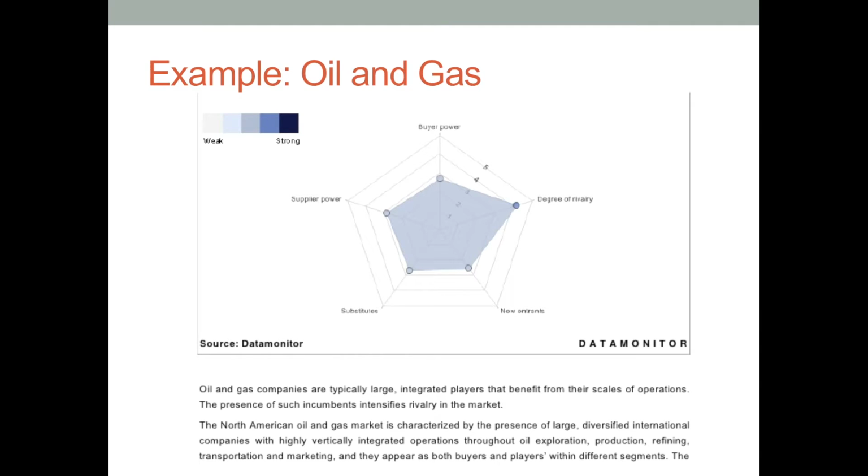Here's an example, I'm sorry if this is a bit blurry, actually taken from a Data Monitor report, and Data Monitor is a service that provides industry overviews for paying customers. At least according to Data Monitor, the oil and gas industry displays a high degree of rivalry, which would be expected given that there are just a few large companies that dominate the industry, and a relatively modest threat of new entrants, which once again is to be expected given the high cost and barriers to entry.